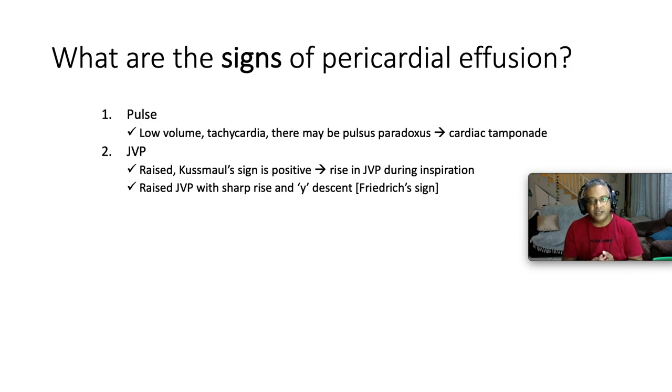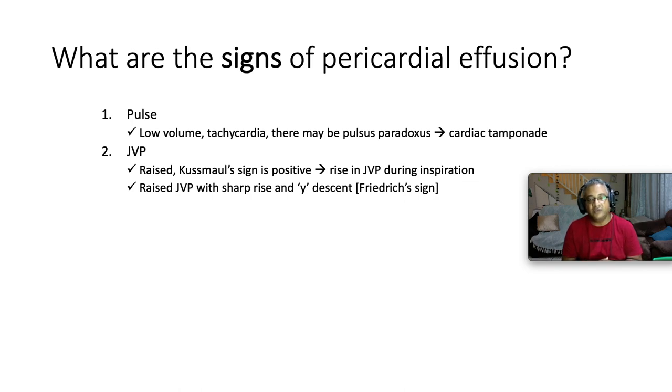Jugular venous pressure is going to be raised and the Kussmaul sign is positive, which speaks to a rise in the jugular venous pressure on inspiration. Normally when you breathe in, intrathoracic volume increases, intrathoracic pressure decreases, right-sided heart filling is enhanced and the JVP falls. But when there's constrictive pericarditis or even pericardial effusion, the opposite happens. When you breathe in, the JVP goes up, and that is what we term Kussmaul's sign.